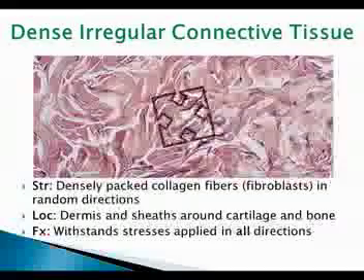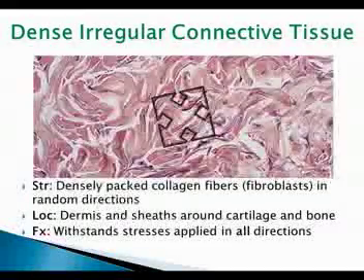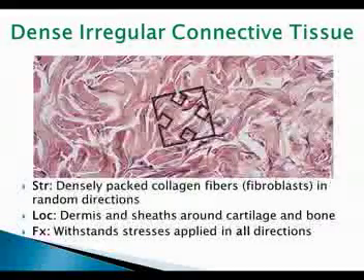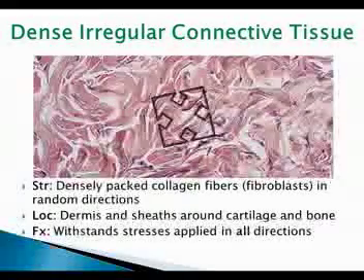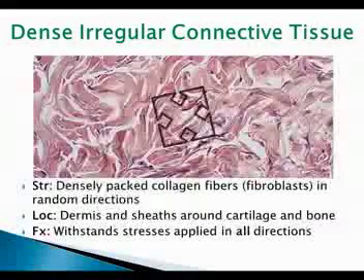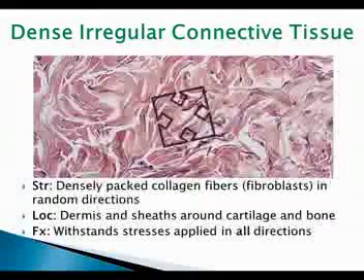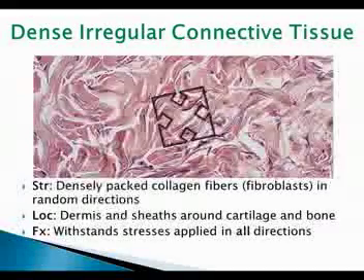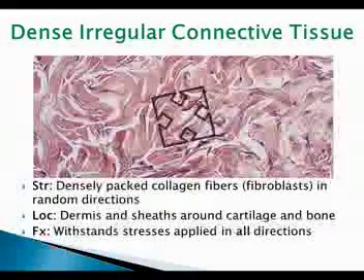You compare that to something like dense irregular, right, which is really good at resisting tension in multiple directions. And you find dense irregular pretty much underneath the dermis. It attaches the dermis to the hypodermis and to underlying tissues, areolar and some other ones as well. But it's really good at resisting tension in multiple directions. So if you pull on your skin, right, you can realize it doesn't matter which way you pull on it, it always snaps back to that same position. A lot of that comes from the structural integrity of dense irregular tissue, where you have these irregularly organized collagen fibers.